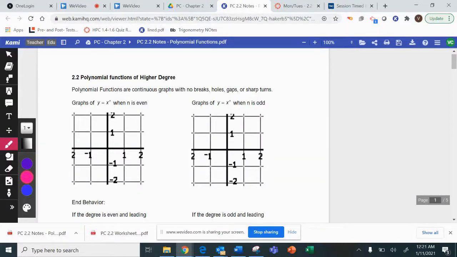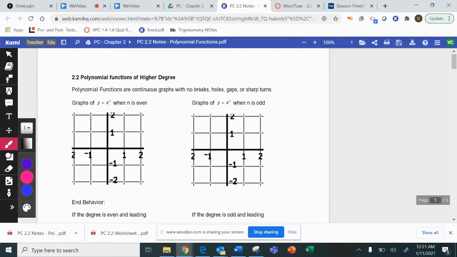Hi, pre-calculus. This lesson is on section 2.2, and we are going to be learning about polynomial functions of higher degree. This section would be the start of almost the rest of this chapter 2.